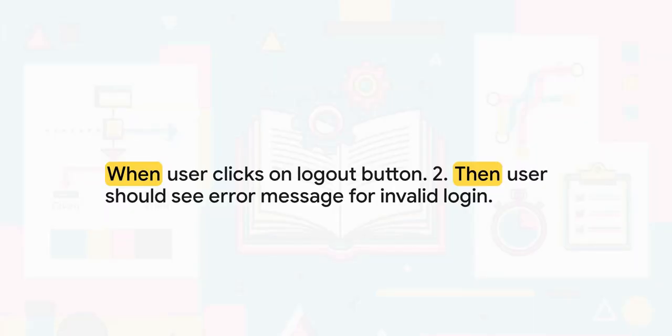The first one, user clicks on logout button, is an action, so it's when user clicks on logout button. And the second one, seeing an error message, is a result, so it's then user should see error message for invalid login. You did an absolutely fantastic job.